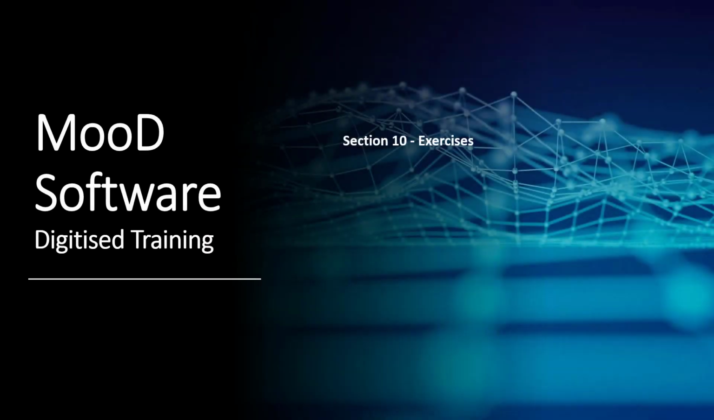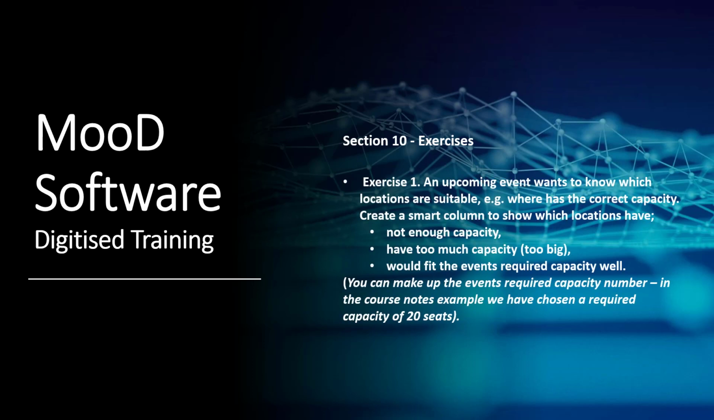Section 10 Exercises. Exercise 1. An upcoming event wants to know which locations are suitable, e.g., where has the correct capacity. Create a smart column to show which locations have not enough capacity, have too much capacity, and would fit the event's required capacity well.